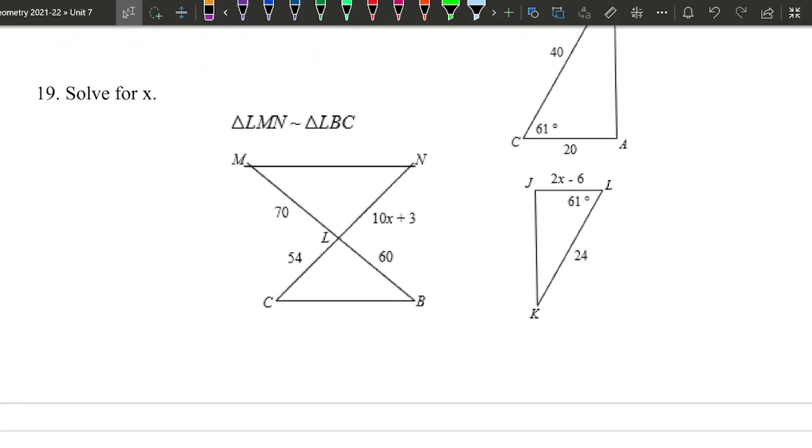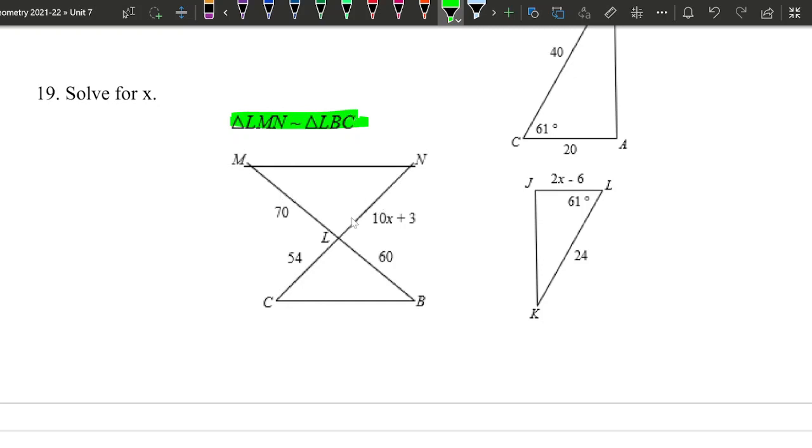All right. Number 19. Solve for x. All right, x is part of a side. And we have a similarity statement, which can be really helpful in these triangles that are twisted like this. At least in my mind it's twisted, the crisscross shape.